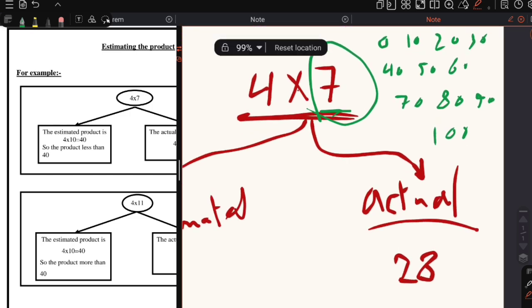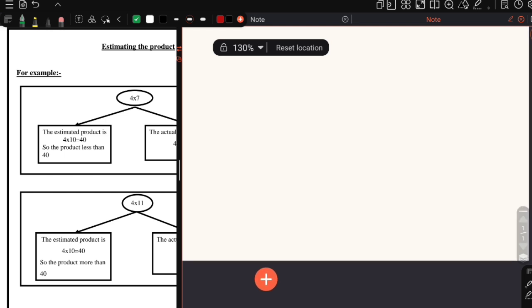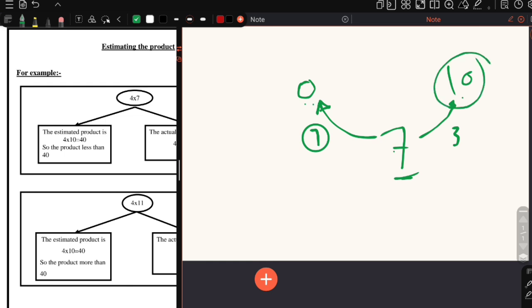Okay, let's ask ourselves. Down here, if I have 7 and I have here 0 and here 10, let's count the steps from 0 to 7, and from 7 to 10. If we count the steps from 0 to 7, I will find 7 steps. And if we count the steps from 7 to 10, I will see that I have 3 steps. So 7 is closer to what? 10 or 0? Yes, exactly. 7 is closer to 10.